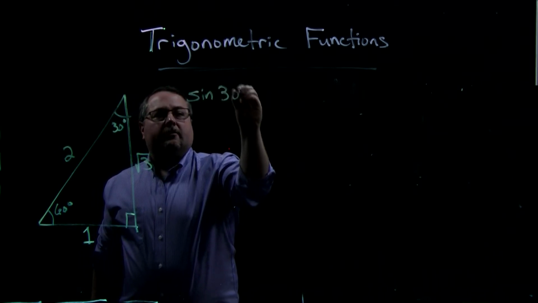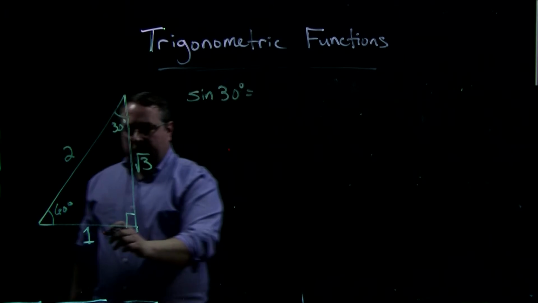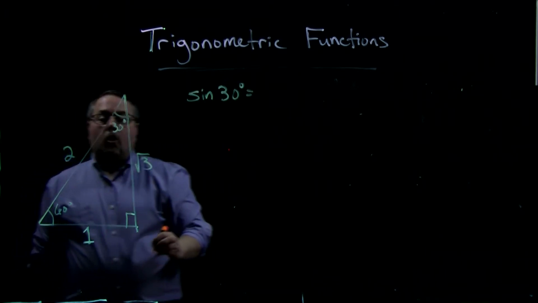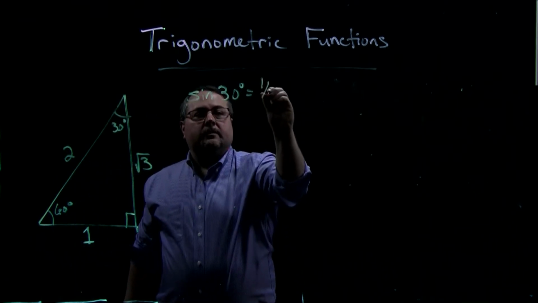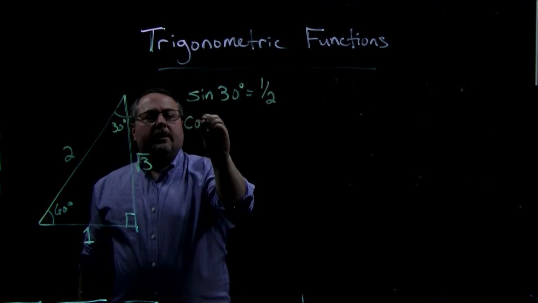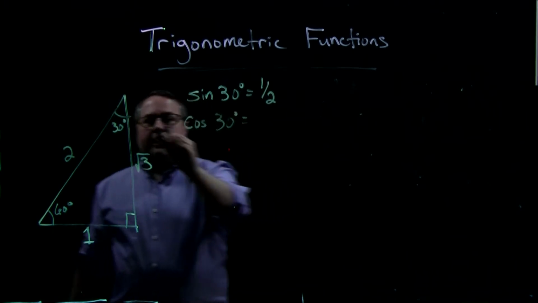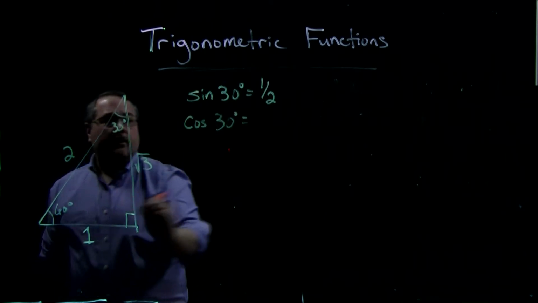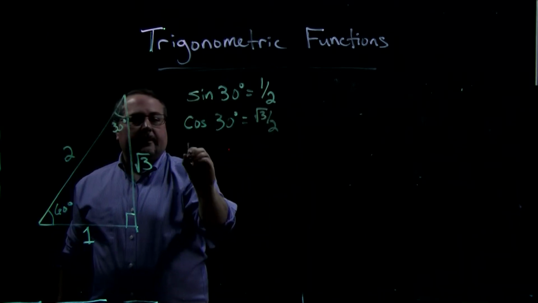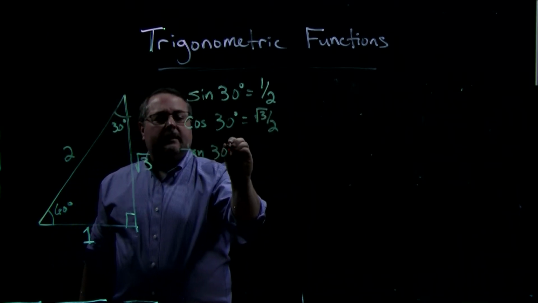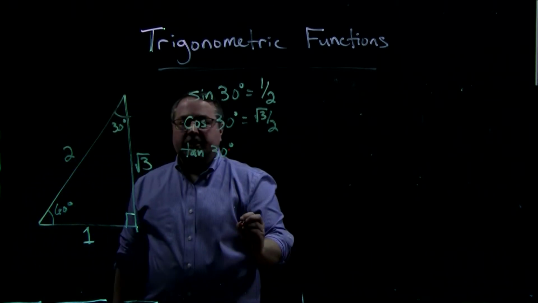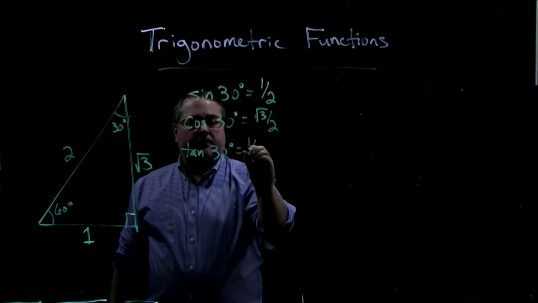starting with the 30-degree angle, the sine of 30 degrees is going to be the length of the opposite side, which is 1, over the length of the hypotenuse, which is 2. Okay, so the sine of 30 degrees is 1/2. The cosine of 30 degrees is going to be the length of its adjacent leg, which is square root of 3, over the hypotenuse 2. And finally, the tangent of 30 degrees is going to be the length of the opposite side, which is 1, over the length of the adjacent side, which is the square root of 3.